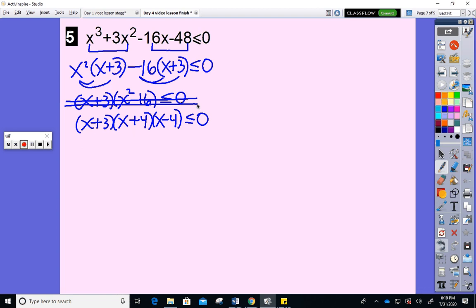So I would be all right if you skip that step, but don't skip the next step because it's a critical step. So now I can see that my critical values are at x equals negative 3 and plus or minus 4. Why am I writing this statement that way? Because I'm getting you ready for calculus. Why would I do that? Because this is pre-calculus. My job's to get you ready for calculus.